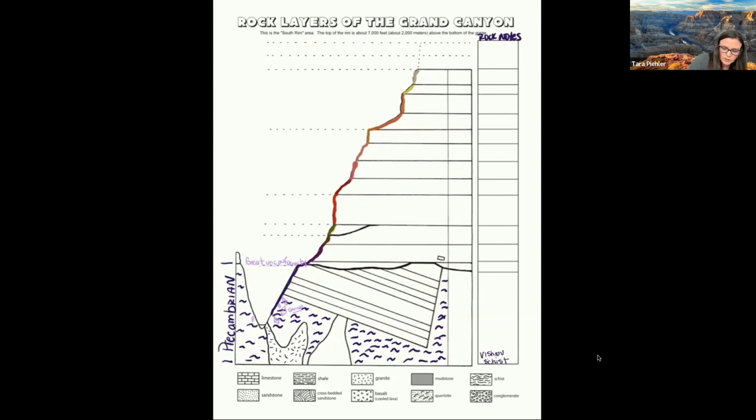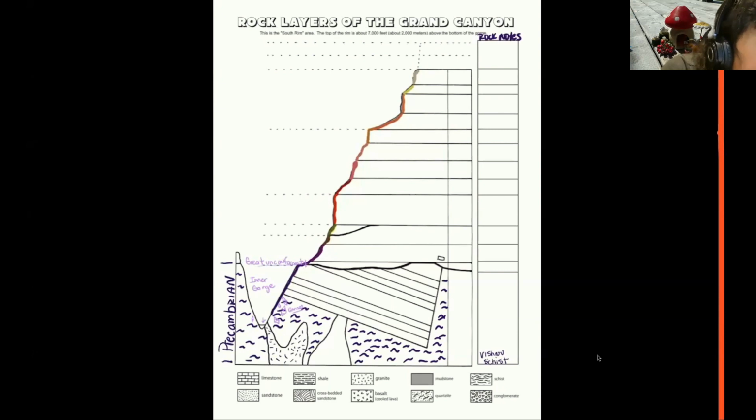All right, and then here we'll label inner gorge. This is called a gorge. And what do you think this thing is right here? Water? Yeah, that's the Colorado River. Oh, I got it right. So we'll just put COLR, we'll abbreviate it.